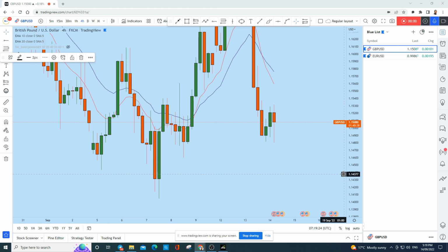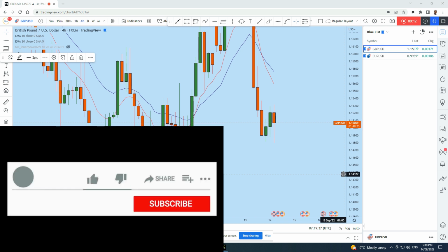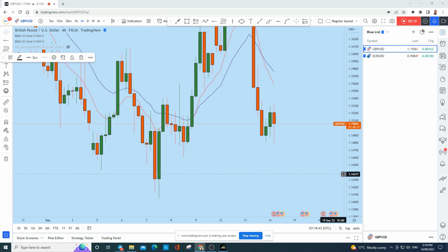Today, let's do a complete multi-time frame analysis of British pound US dollar and euro dollar. Let's see what kind of trading opportunity we currently have in both of these instruments. This is an updated analysis that I made previously. We see that the market condition has changed, and we found a new trading opportunity in both of these instruments.